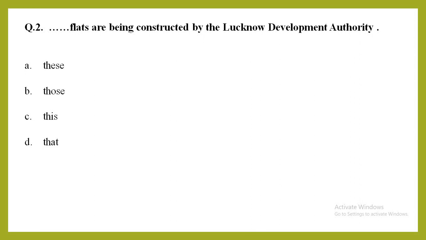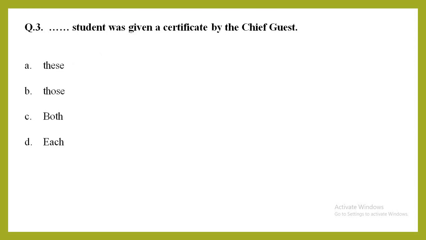Next is, dash flats are being constructed by the Lucknow Development Authority. The options to fill these blanks are these, those, this, or that. The correct option is these. Next is, dash student was given a certificate by the chief guest. Options are these, those, both, or each. Your correct answer is each. So the sentence will be as, each student was given a certificate by the chief guest.